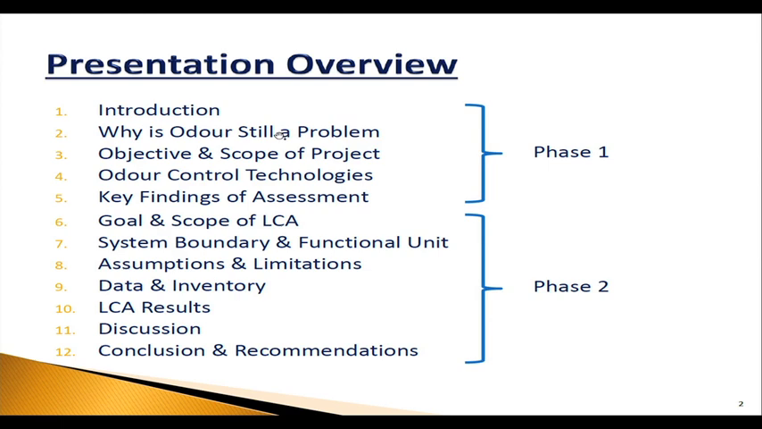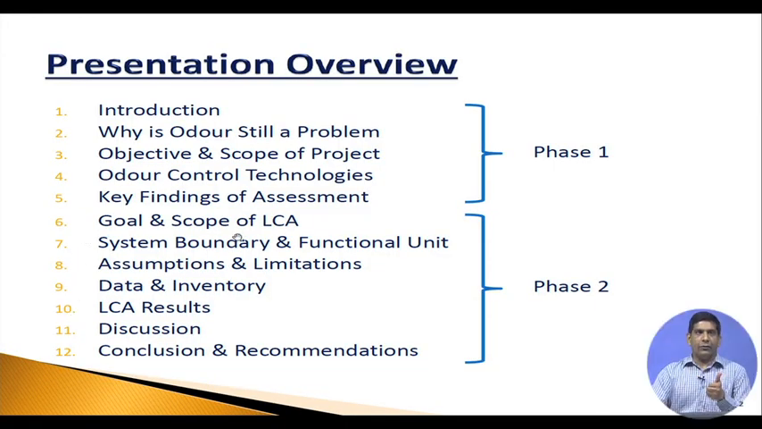We will talk about the introduction, which we already did. Then why odor is still a problem, what the issue with the odor is, what the objective and scope of the project are, and what technologies are out there. Then we will have the key findings of the technological assessment. Then we go into the LCA part. If you remember the LCA steps, from step 6 to 10: goal and scope, system boundary, assumptions and limitations, data inventory, and LCA results. These were the core LCA steps that we mentioned several times in the course. Then we will have the discussion, conclusion and recommendation.